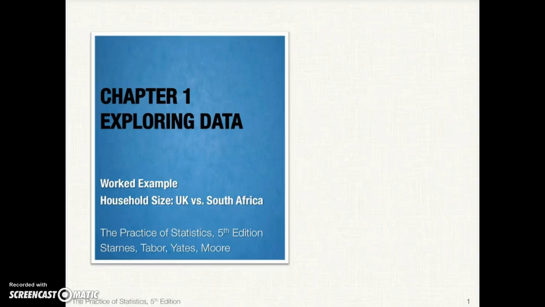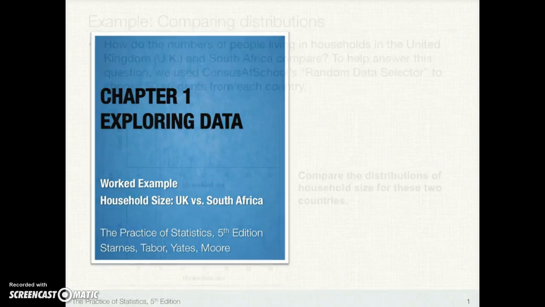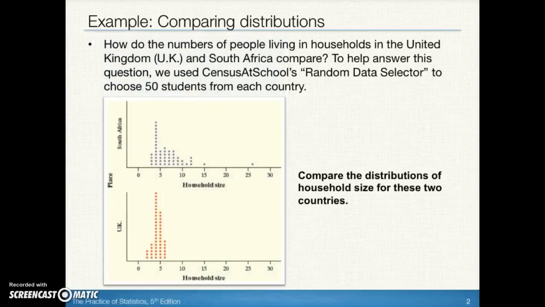Hi, this is Jason Molesky. In this example, we'll take a look at comparing distributions. How do the numbers of people living in households in the UK and South Africa compare? To help answer this question, the authors used Census at School's random data selector to choose 50 students from each country. This dot plot displays the household size for these two random samples.